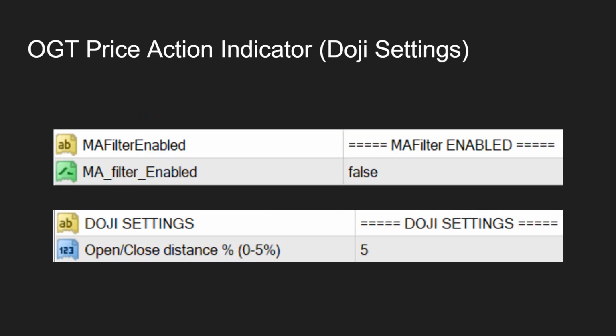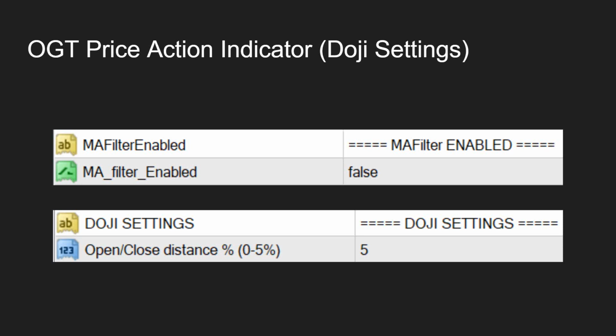So how do we set this up in the OGT price action indicator? Again, because it's an indecision candle, which could be used as trend continuation or trend reversal, we want to take the MA filter off, which will then give us all the doji signals.